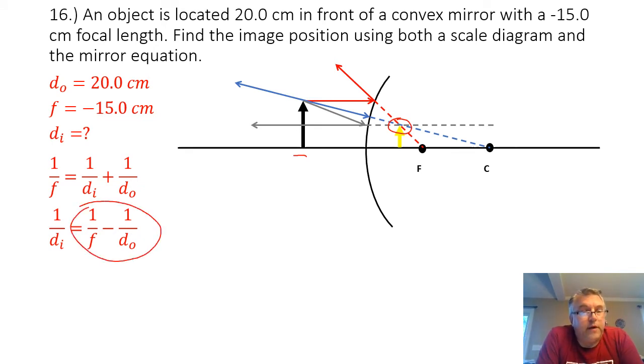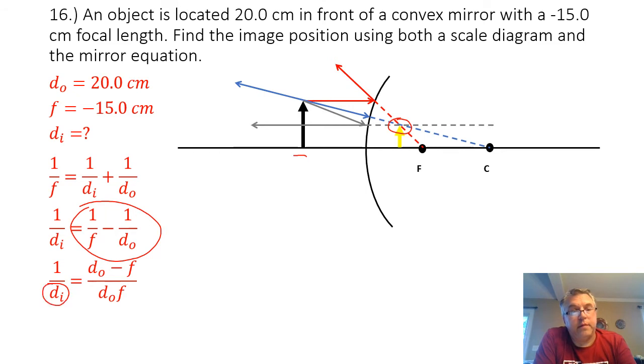So when I simplify that down, I use my lowest common denominator, which is going to be the object distance times the focal length. And when I do that, I'm going to have the object distance minus the focal length divided by the object distance times the focal length. Now remember, my unknown is still in the denominator of the fraction, so I can't solve for it yet.